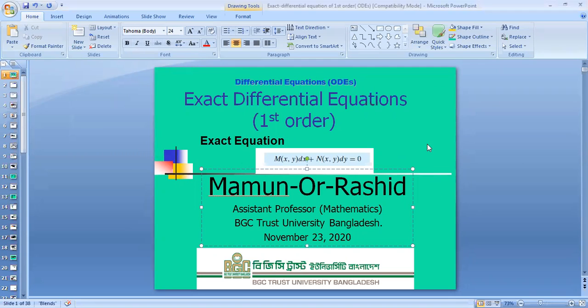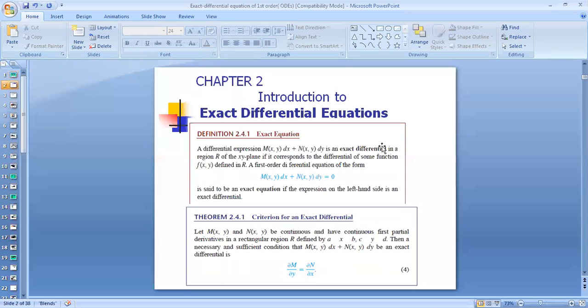This type of differential equation can be written as M dx plus N dy equals 0, where M and N are functions of x and y. If we can write the given differential equation in this way, then the differential equation may be exact. There is a condition and a theorem for this.